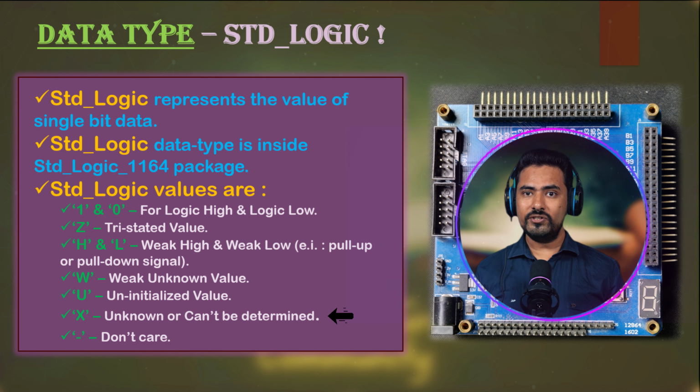Now things get interesting with the X state. This arises when two conflicting drivers try to assign different values, like 0 and 1, to the same signal simultaneously. Then the simulator is in confusion, marking the value as unknown, meaning the X state. To avoid this, you need to ensure that your design has clear ownership of each signal to prevent such conflicts. Finally, the dash, that is the don't care state, allows the design synthesizer some creative freedom. It can choose to assign any value from 0 and 1.